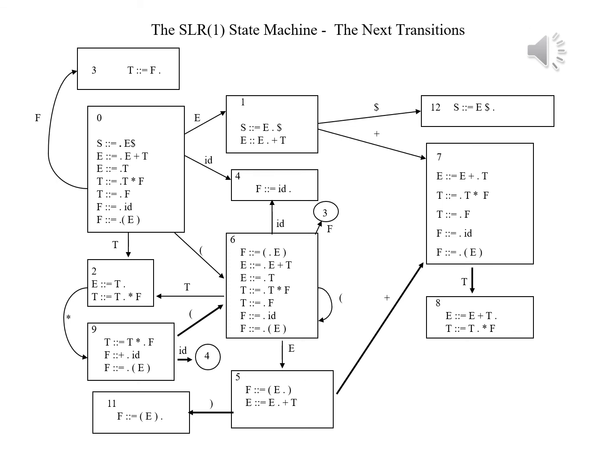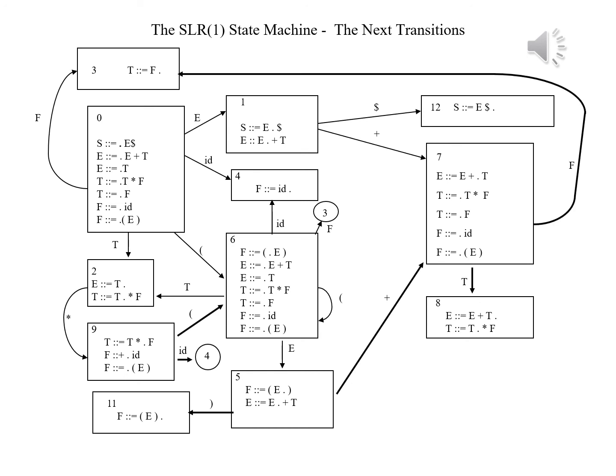Now let's take a look at the transitions from state 7. On T, we will transition from state 7, where we have E derives E plus dot T, to E derives E plus T dot. Similarly, T derives dot T times F will transition to T derives T dot times F.